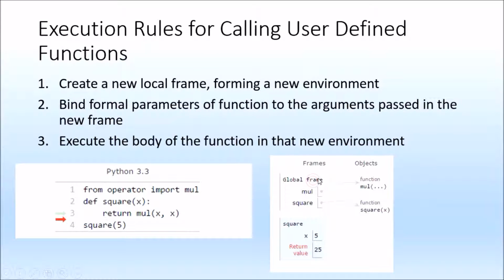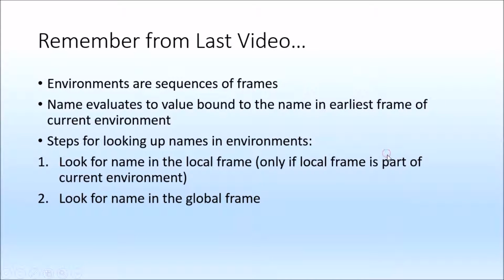Okay? So, from here, every time we call user-defined functions, we create a new local frame, forming a new environment, so that's shown here. And then every time we do that, we have to make sure we bind the formal parameters, which again is right here, to the arguments passed in, and in this case we passed in 5, so we bind x to 5 in the local frame, and then we execute the body of the function in the new environment. In this case, it's just returning the square of it, which is 25. So again, this is a review of calling user-defined functions and defining user-defined functions.